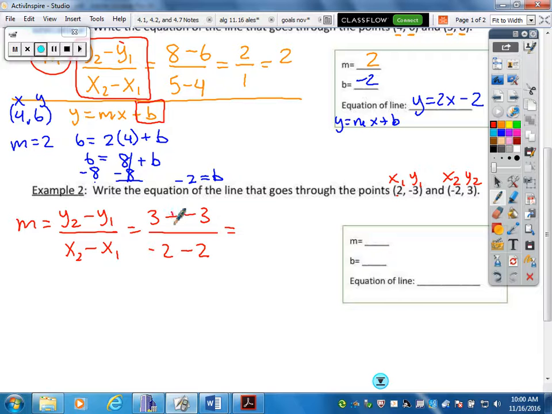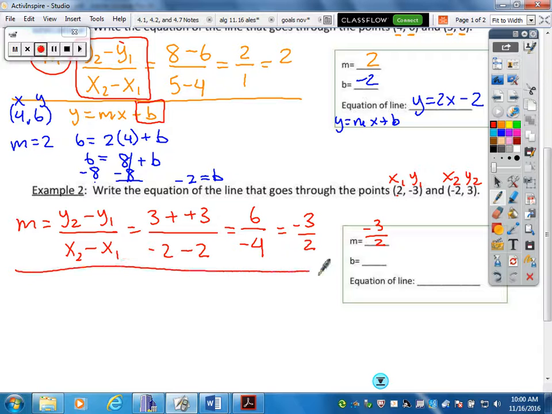Okay, 3 minus negative 3. Well, a double negative will make this positive. It's really 3 plus 3, which is 6. Negative 2, take away 2 more, so we're going more negative, is negative 4. And if we simplify this, we will have negative 3 over 2. So there's my slope, negative 3 over 2.